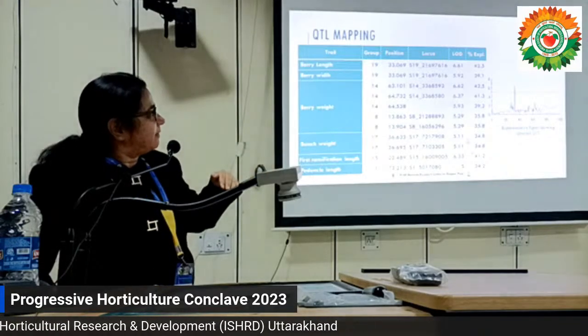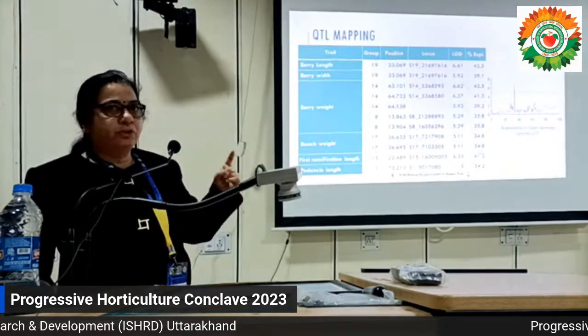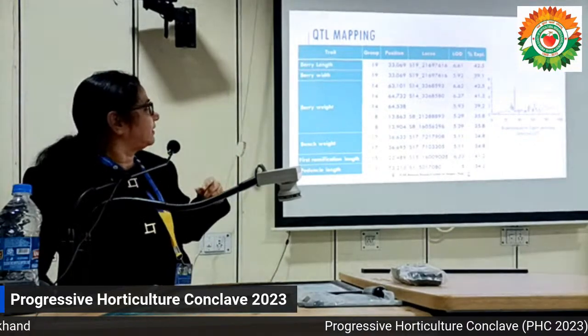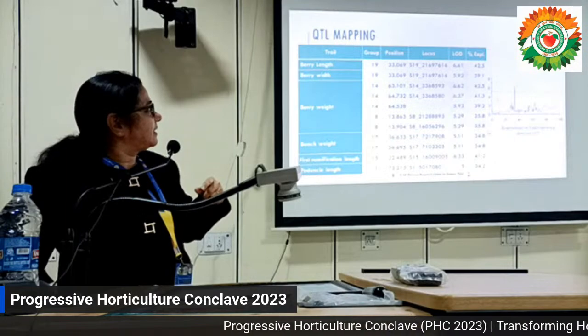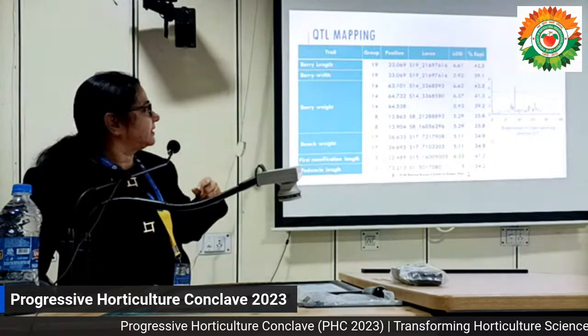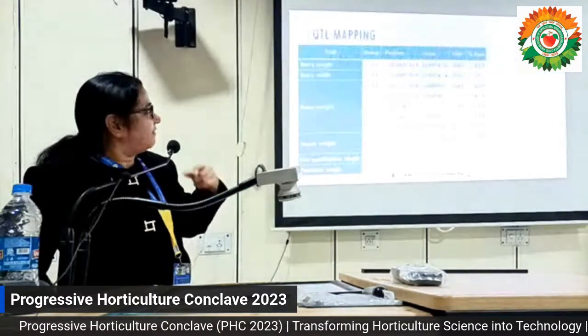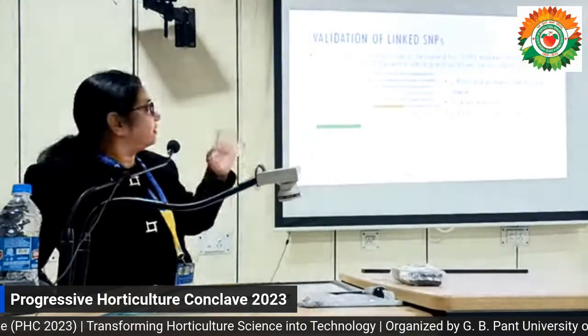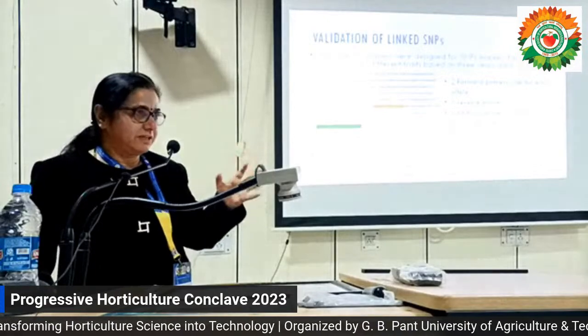So even above 5.5, there were a few QTLs which have quite high LOD, and these explain a large proportion of the variation for this trait. After identifying these as SNPs, we need to validate them further. For that, we developed allele specific primers.